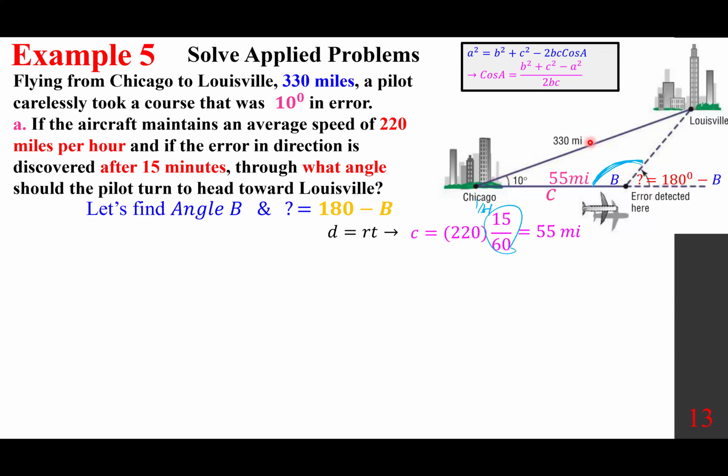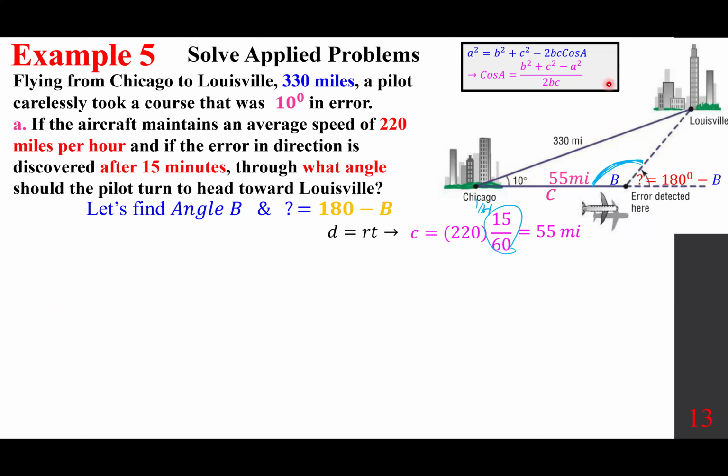So we have this one, we have this one, we have the included angle. We can find the last side, namely A, and then we have all sides, and we have one angle. Even if we didn't, we could find all angles.